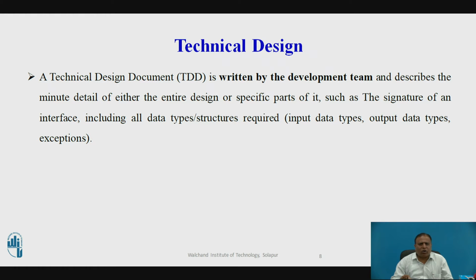A technical design document (TDD) is written by the development team and describes the minute detail of either the entire design or specific parts, such as the signature of an interface, including all types, data types or structures used, required input data types, output data types, and exceptions, etc. The purpose of a technical design document is to aid in the critical analysis of a problem and the proposed solution, while also accommodating priority, effort, and impact with various stakeholders.